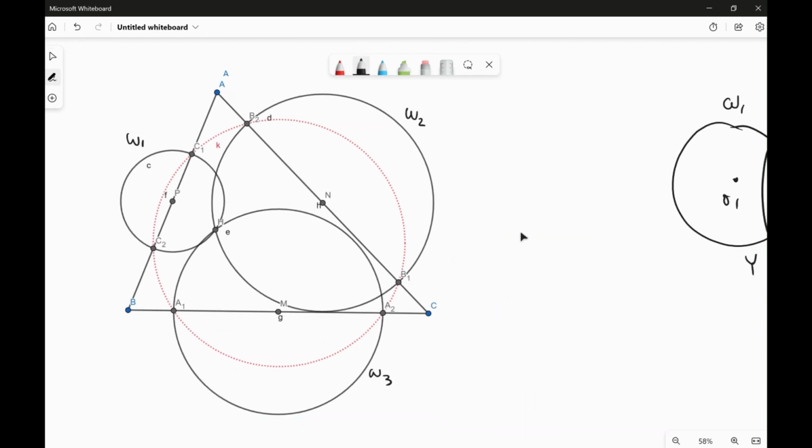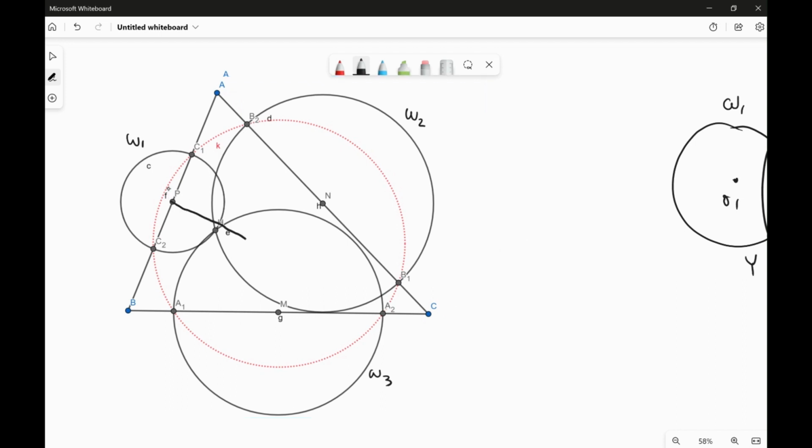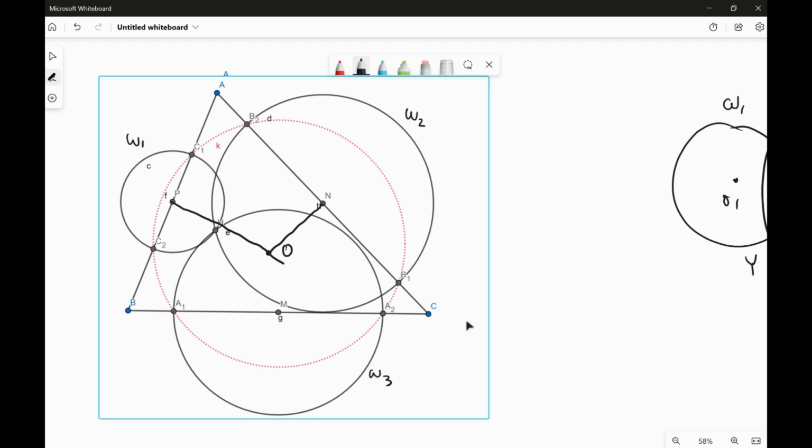Well, we want to consider where the center of the circle is. That's the key thing for the problem. So the center of the circle C1, C2, B1, B2 is just the intersection of the perpendicular bisectors. So something like that and something like that. So suppose that's the point O. So that's the center of this circle here.